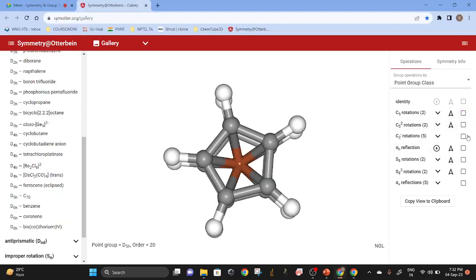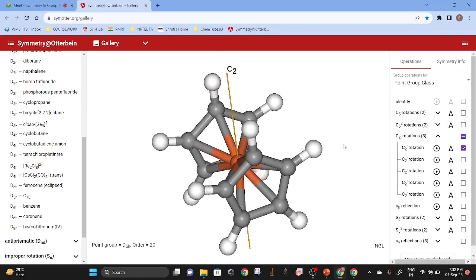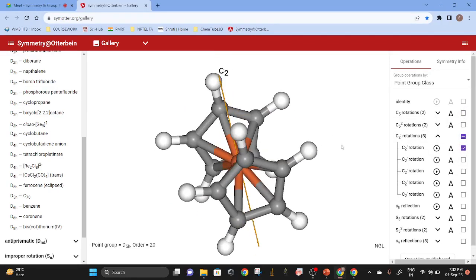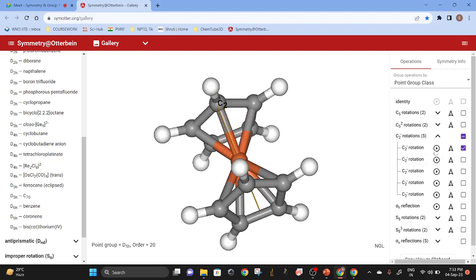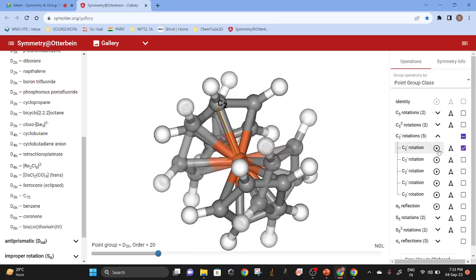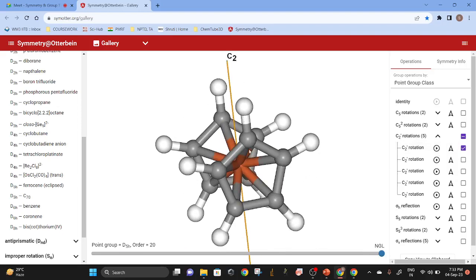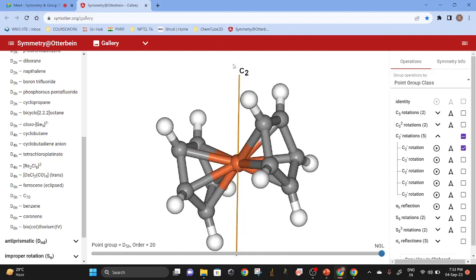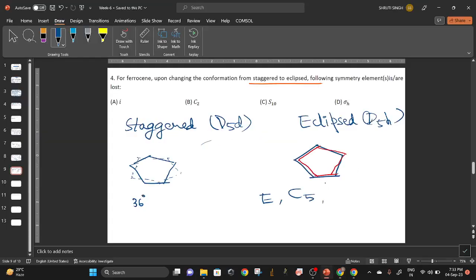Now we are left with 5 C2 rotations. So let's see one. Can you see the C2? It is exactly parallel to these two H atoms, but it is passing through the iron. Now see, 180-degree rotation out of plane. Similarly, there are five pairs of hydrogen, so there will be 5 C2s. Like one will be like this, another will be like this. So we have 5 C2s.